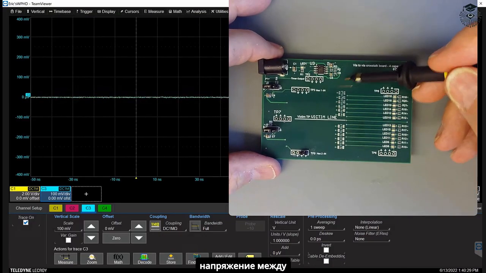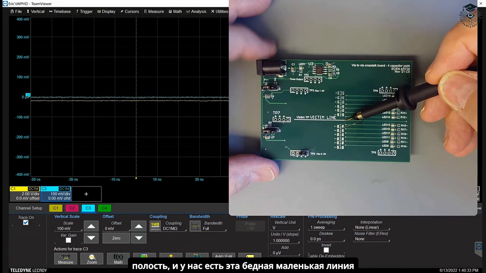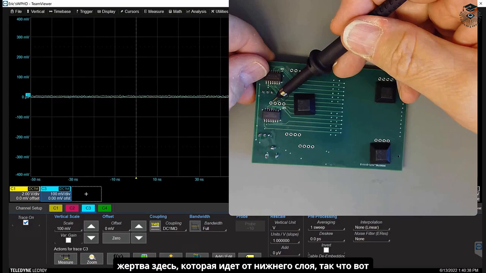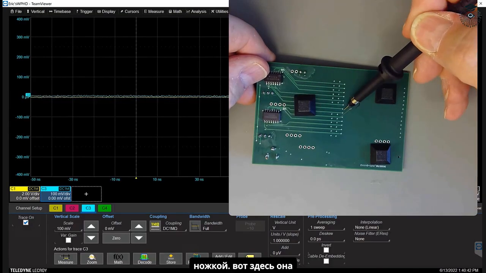That's going to generate a voltage between the two planes that make up the cavity. And we've got this poor little victim line over here that is going from the bottom. So here's the test point on the bottom, goes underneath the rubber foot, comes over here.